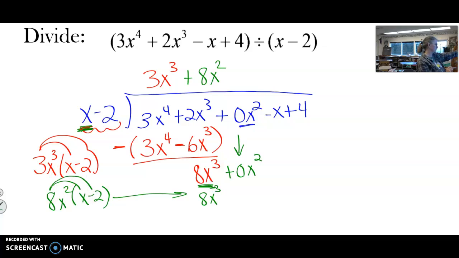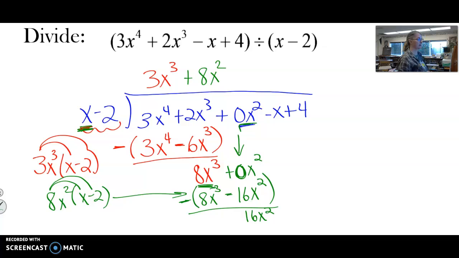Then I have 8x squared times negative 2, which is minus 16x squared, a positive times a negative. And what do you do with it? You subtract. And this is where I see a lot of mistakes. You have to make sure that this is a 0x squared. Notice if we hadn't put this missing term in here, I wouldn't have like terms to work with. So 0x squared minus a negative becomes plus. So this is going to actually be positive 16x squared.